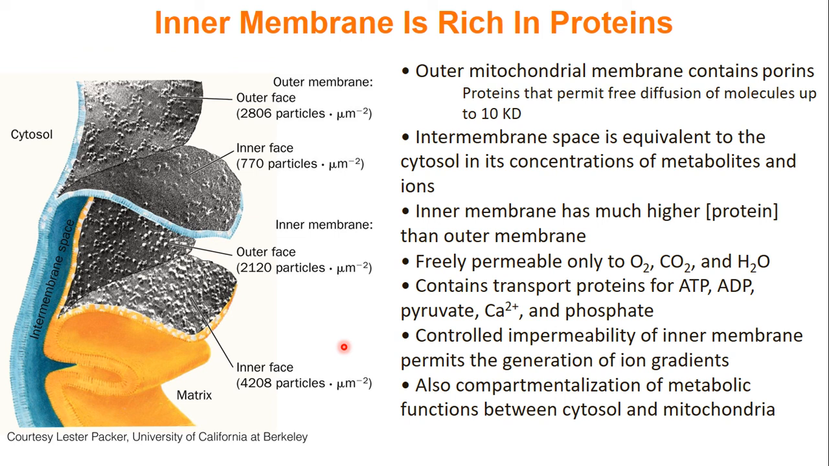Only oxygen, carbon dioxide, and water are freely movable through this membrane. For ATP, ADP, pyruvate, calcium, and phosphate, we have specialized transporters. And this high regulation of movement allows an ion gradient to be created, and it also allows compartmentalization of different functions between the cytosol and the mitochondria.